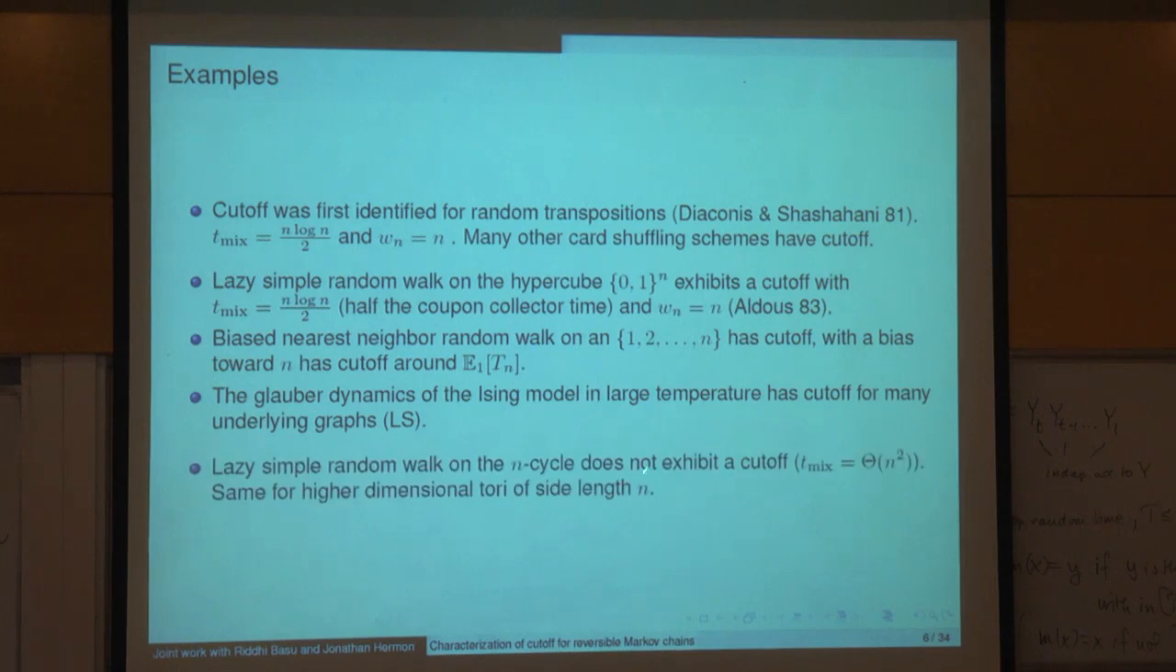Just to see, there are examples without cutoff. If you have random walk on a cycle of n points, and say you do lazy random walk on a cycle, it mixes in order n squared, but there's no specific constant. In fact, t mix of epsilon is of order n squared times a log of 1 over epsilon. So the closer you want to get, you have to pay by multiplying by a large constant. So there's no cutoff.